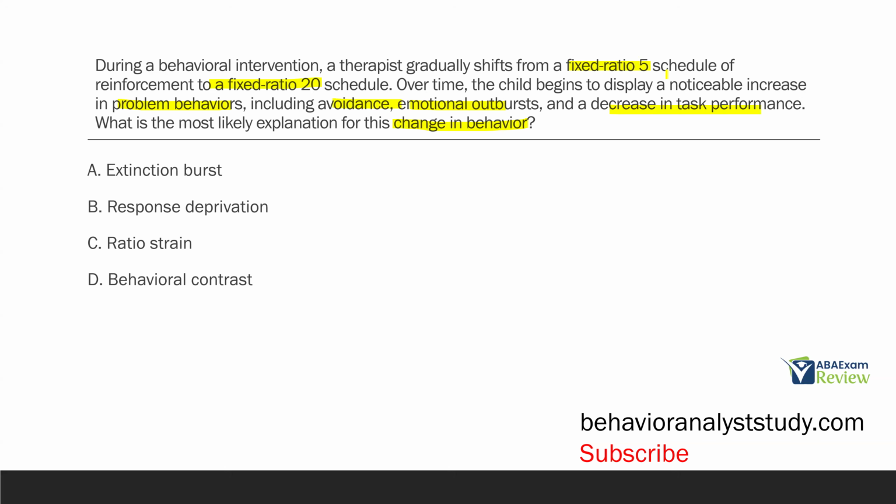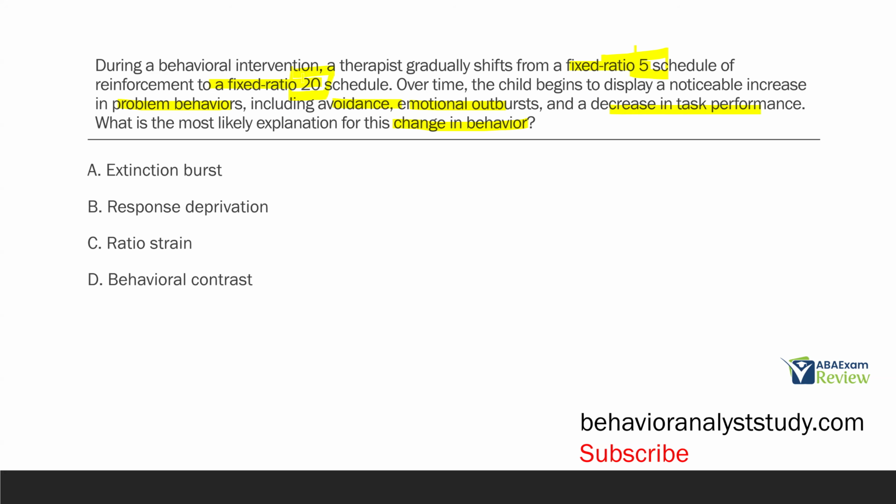We've gone from requiring 5 responses for reinforcement to 20. That is a large jump. When we're thinning, we want to be smart about it. We want to be systematic about it. Because what's happening here is very likely that giant immediate increase in response requirements was too much for the child. Therefore, all these other behaviors are starting to occur.